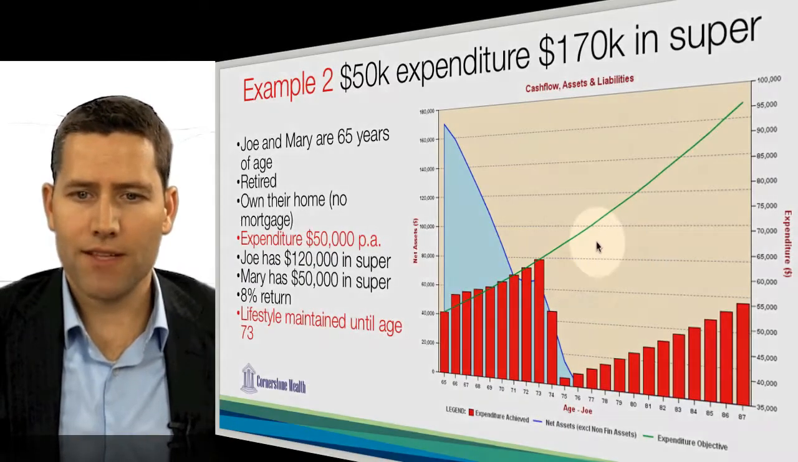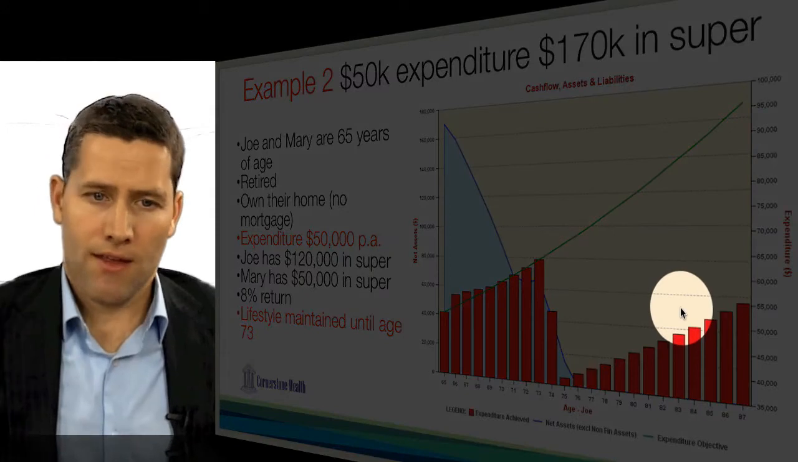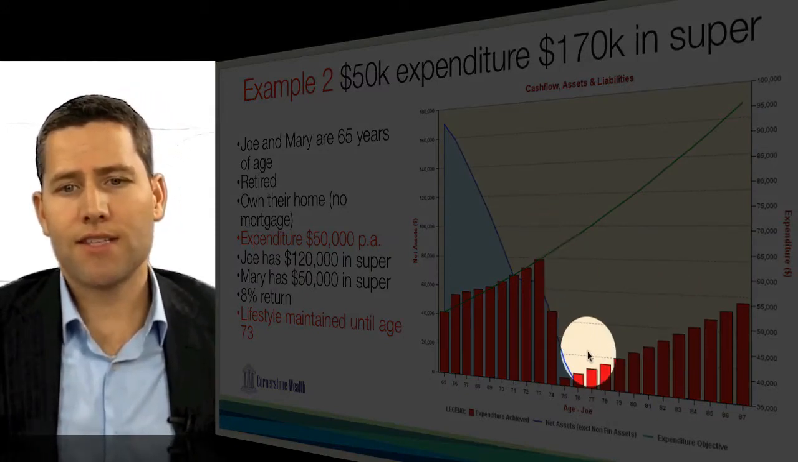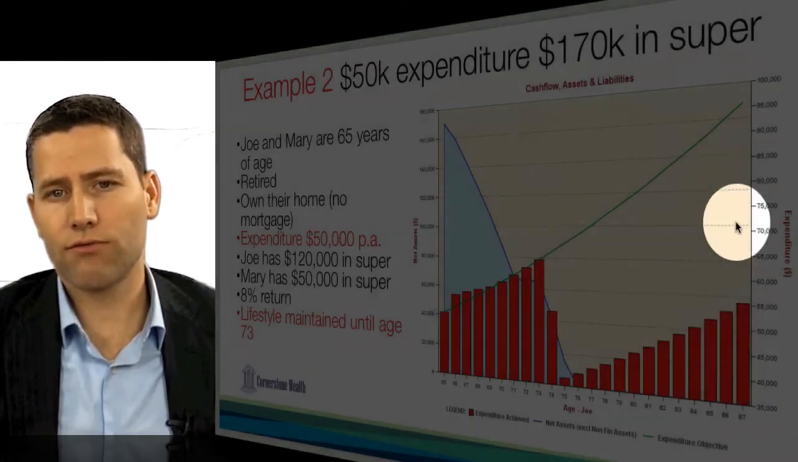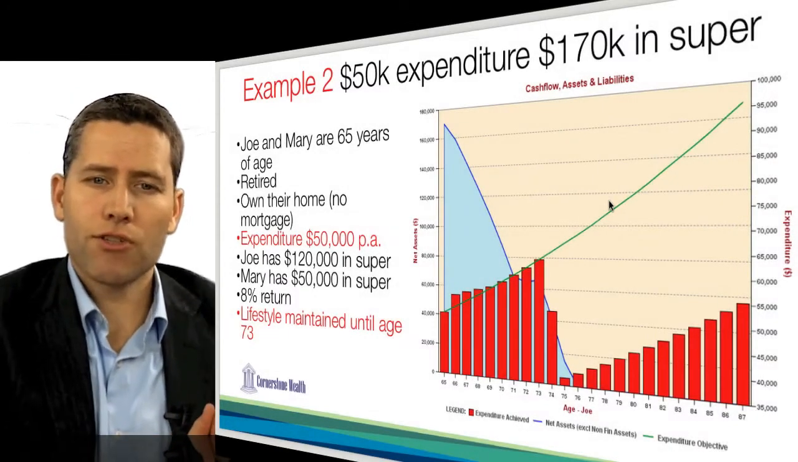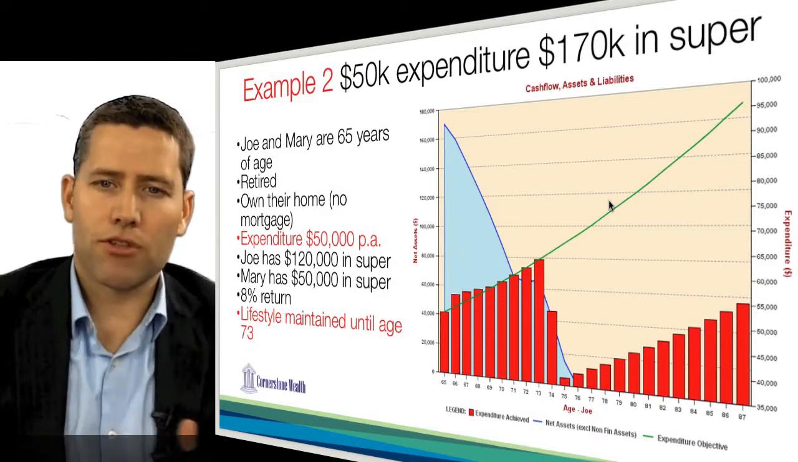And you can see this large gap between the green line, their expenditure requirement, and their actual expenditure. There's a significant difference here, and that's the shortfall. So it gives you an idea of the difference between providing for a modest retirement and a comfortable retirement.